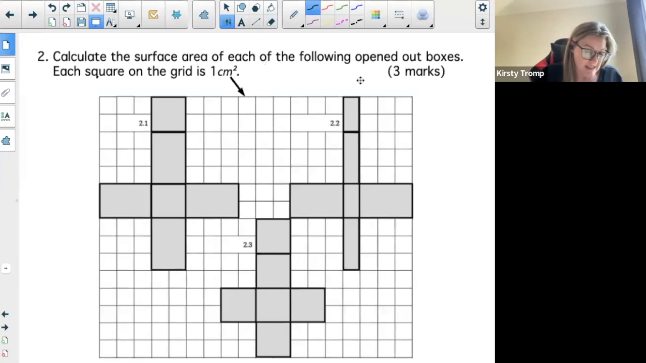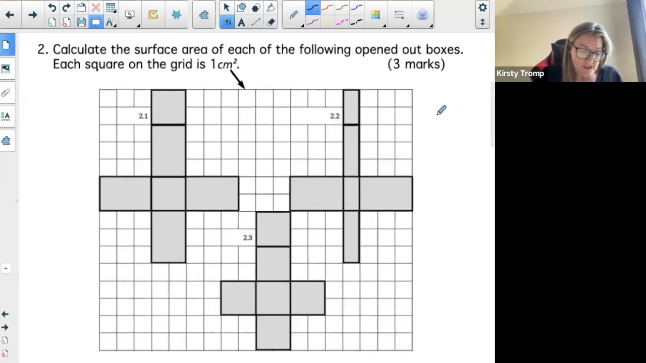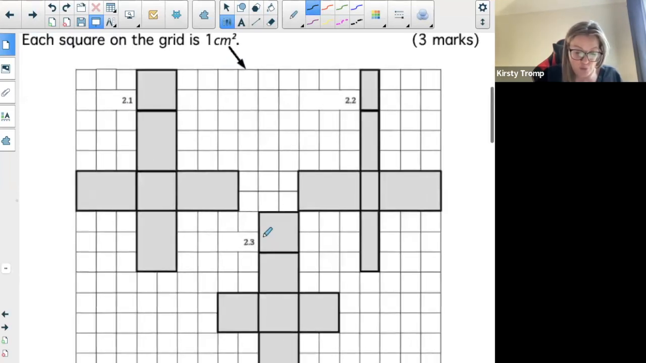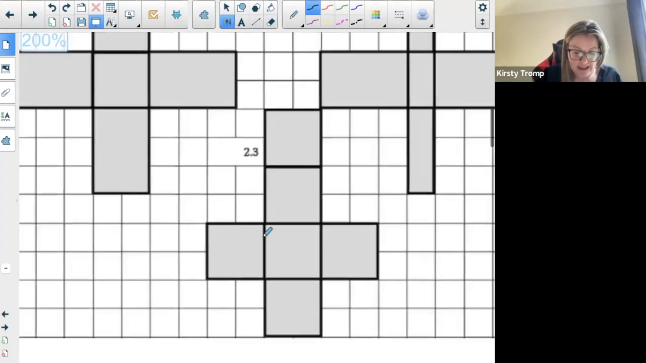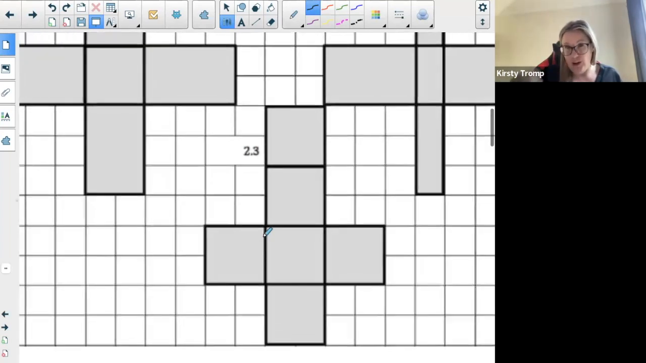The next question says, calculate the surface area of each of the following opened out boxes. Each square on the grid is 1 centimeter. So we're going to ignore 2.1 and 2.2, and we are having a look at 2.3 only. This is really similar to what we did when we were first doing area the other day.